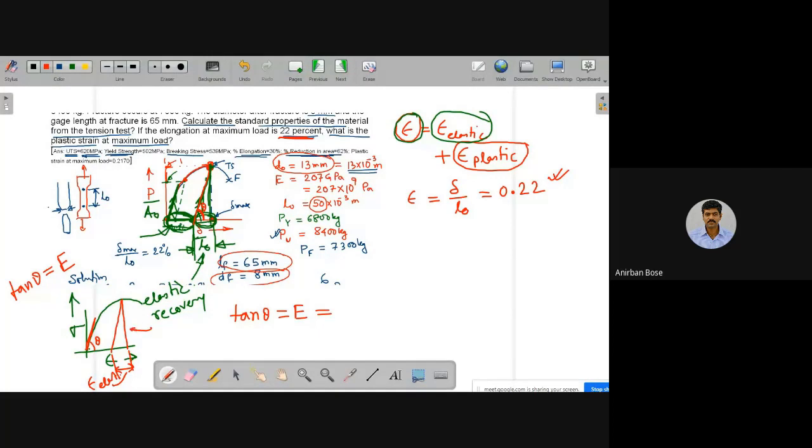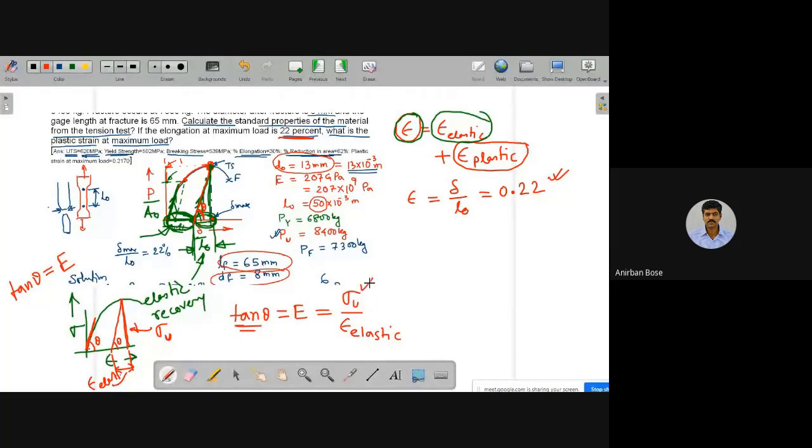And what is this height? This height is sigma corresponding to the ultimate point, right? And you know that tan theta is equal to E. So what you write? That E is nothing but tan theta, which is perpendicular by base. So this is equal to sigma U divided by base, that is epsilon elastic.